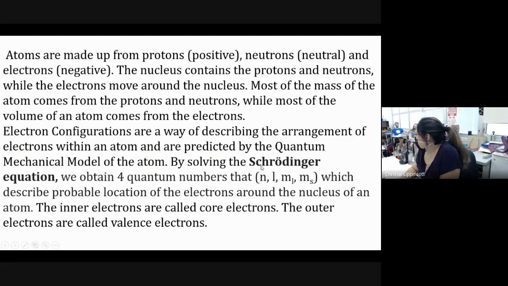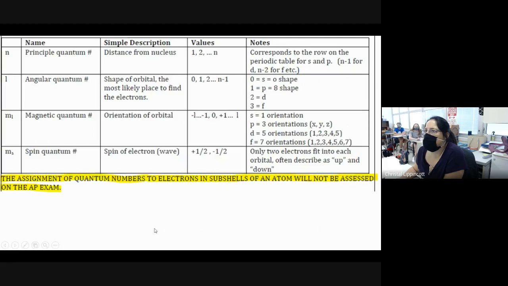Schrodinger, the guy with the cat, if you do science jokes at all. Yeah, he's the dude with the cat. He said that we can obtain 4 quantum numbers, N, L, M, and S. We just called these N, L, M, and S when we did them in class. They describe the probable location of electrons. The inner electrons are called the core electrons, and then the outer ones are called the valence electrons.